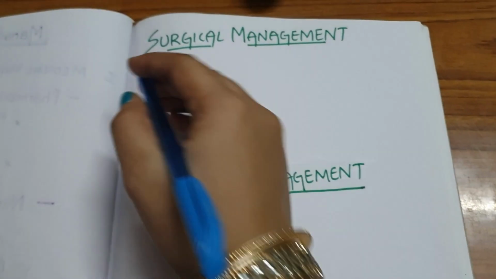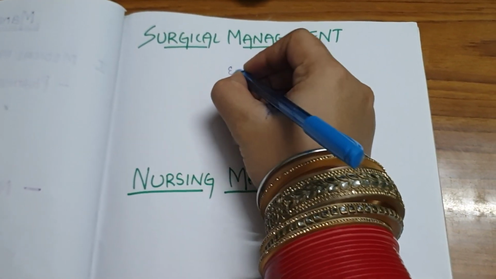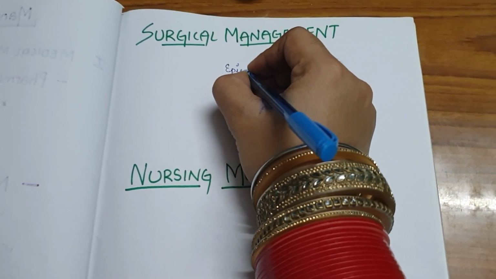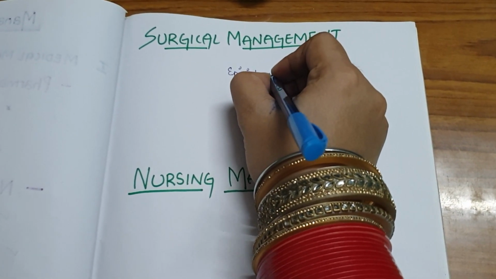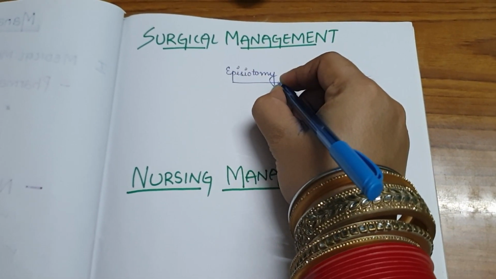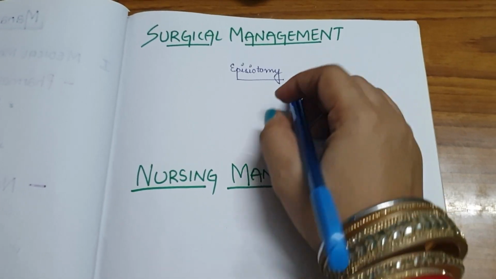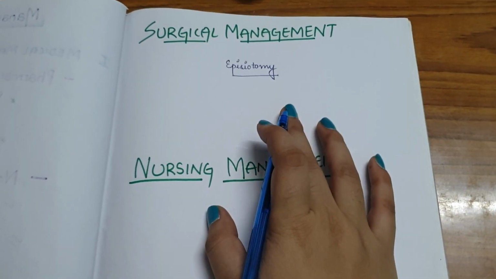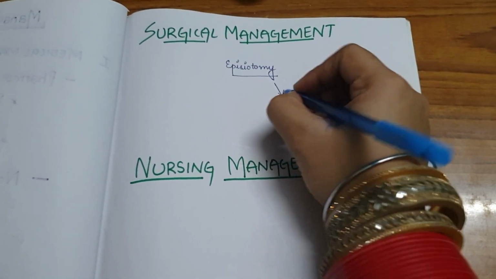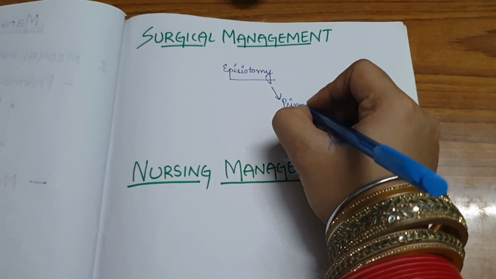Next, in case of surgical management, episiotomy may be done, that is basically a surgical incision on the perineum in order to facilitate the expulsion of the fetus. This is mostly done in the case of primigravida.